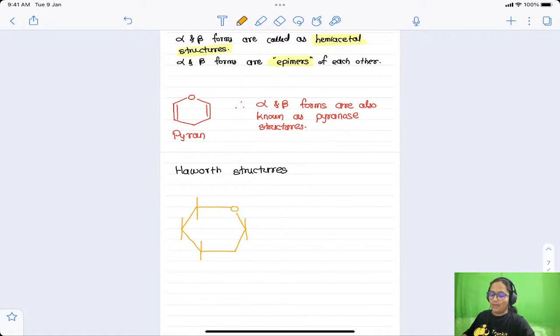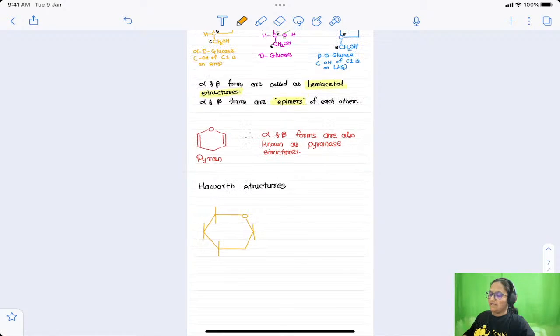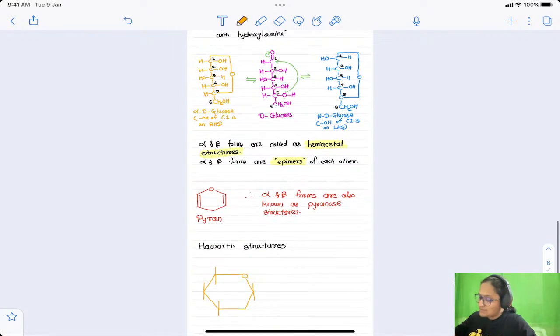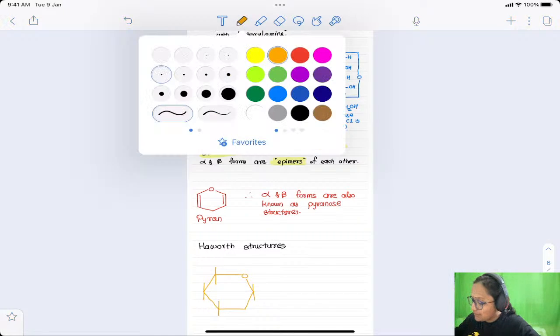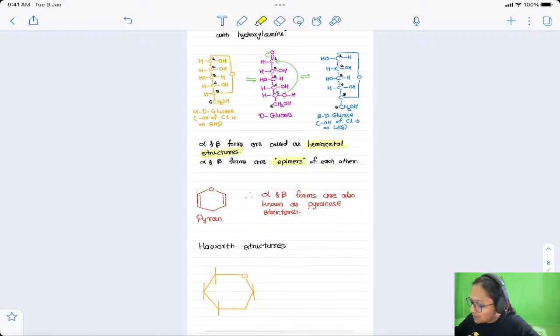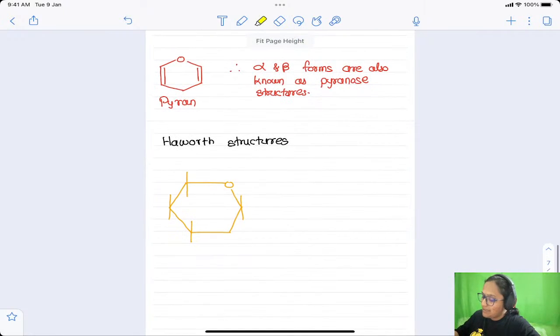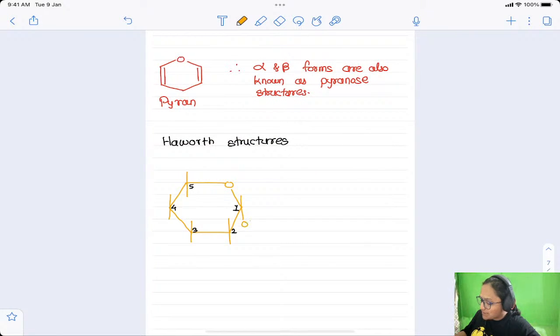There is one very simple trick to draw. If the OH group is on the right hand side, draw it below. Just observe the structures. Here, carbon number 1 I am going to draw. The OH group is on the right hand side, right? When it is on the right hand side, you draw it below. So this is carbon number 1, then carbon number 2, carbon number 3, carbon number 4, carbon number 5. The OH is on the right hand side, that means you should draw it below like this, then H up.